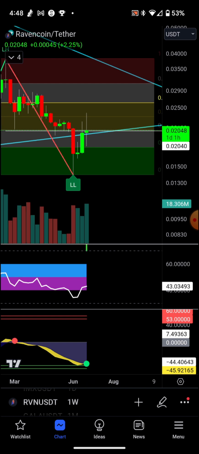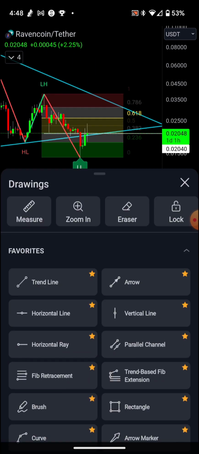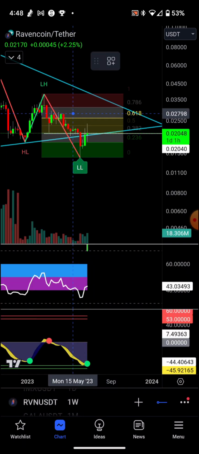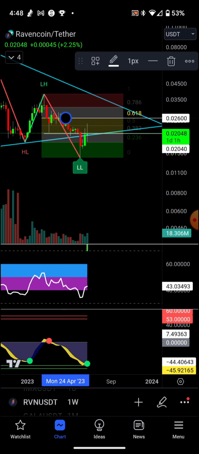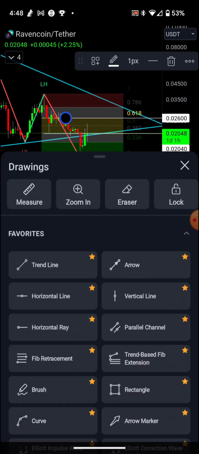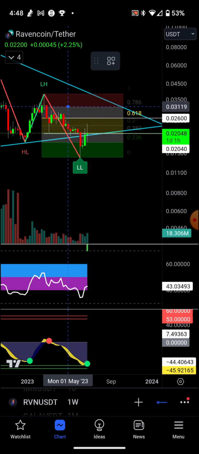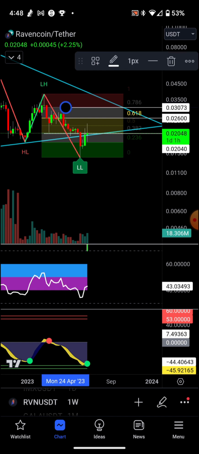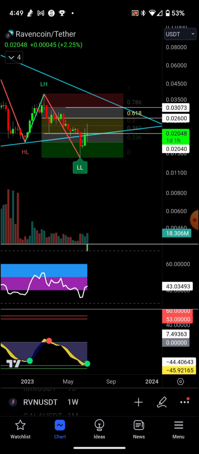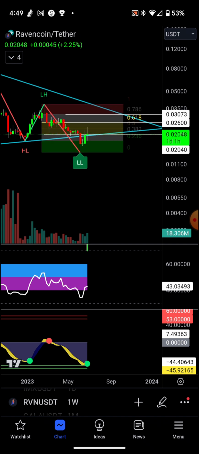So I think that our price targets that we're looking for right now, first off would be the 618 here, sitting at that 026 area. And then the next one over here would be the 786 area at the 03073 area. And if we create a new high on the weekly time frame, that would mean that we've broken to the upside of the triangle.